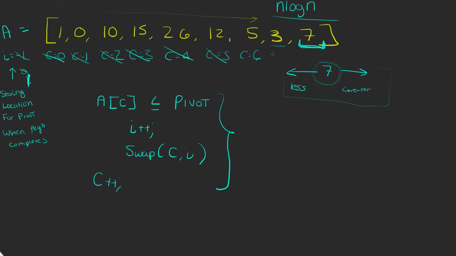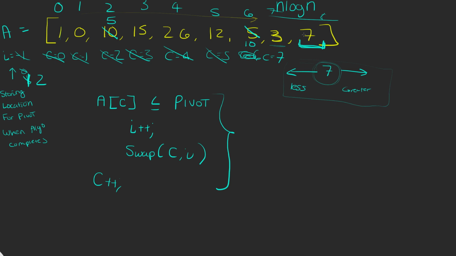5 is less than 7. So what are we going to do? Well, we're going to increment I from 1 to 2, and we're going to swap C and I. So what happens in this case? Well, I is at 2, because this is zeroed index. So 0, 1, 2, and 3, 4, 5, 6, 7, 8. We're going to swap this value with 2. So 5 now comes over here. So this becomes 5, and this becomes 10. And then we carry on and we say C equals 7.